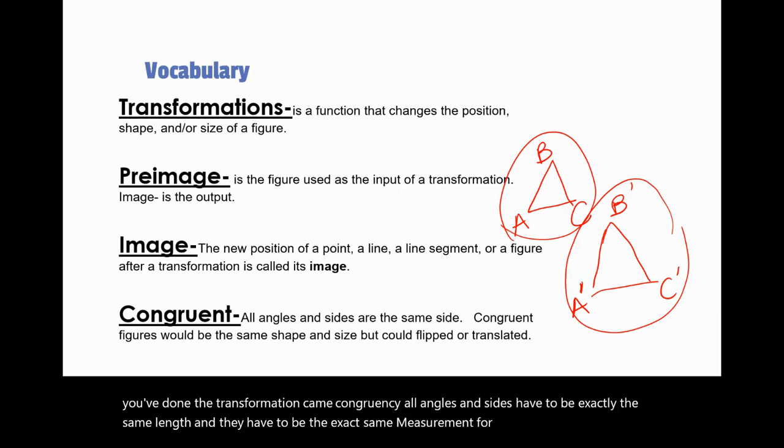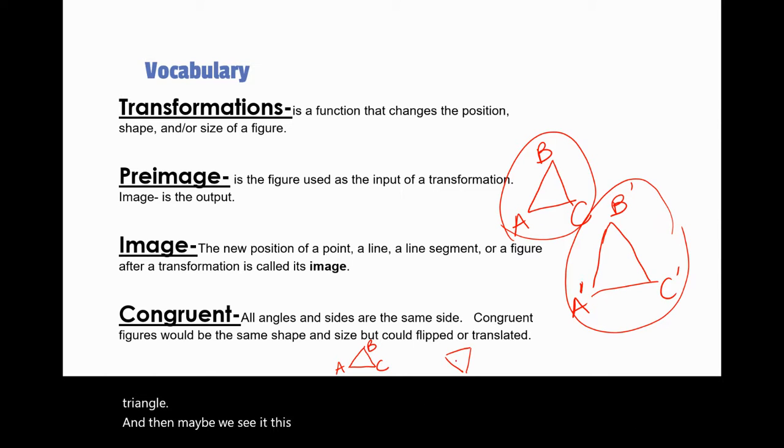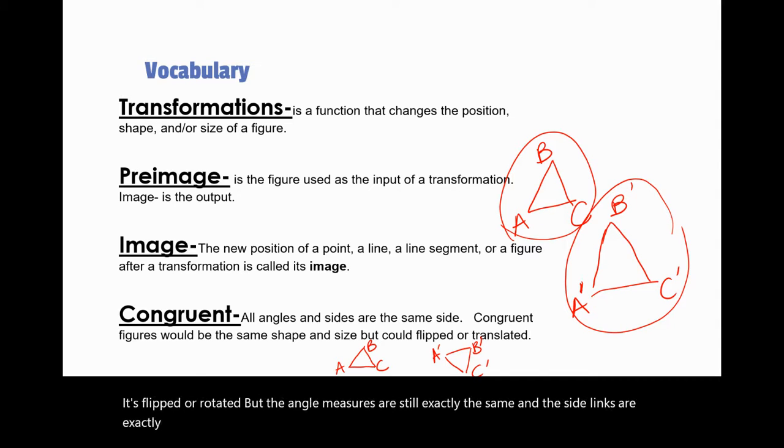So in order for two shapes to be congruent, they could be turned a little bit. Like, let's say this is the exact same triangle, and then maybe we see it this way. It's flipped or rotated, but the angle measures are still exactly the same and the side lengths are exactly the same. So these two triangles would be considered congruent. It's the same shape and size, but they could be flipped or translated.